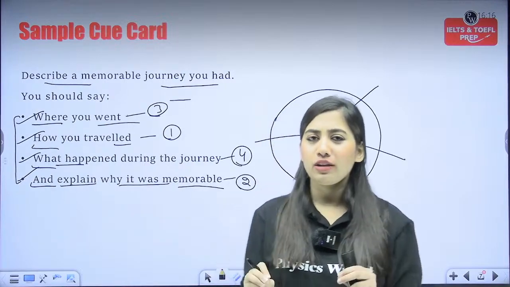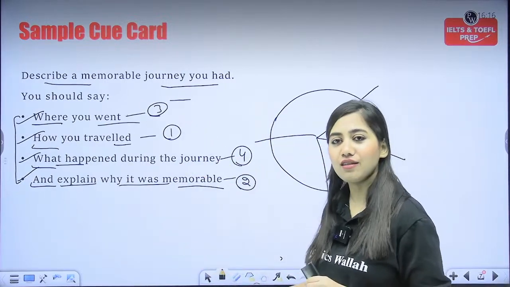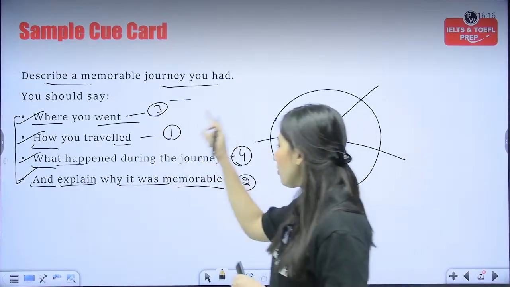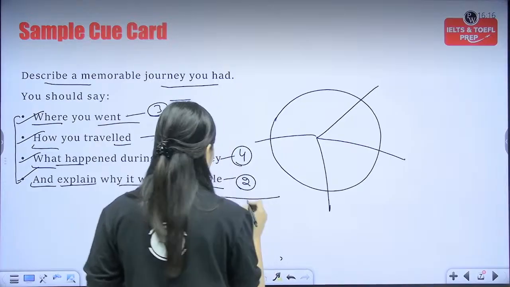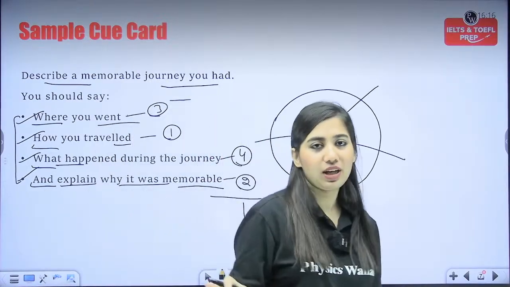Always make your pointers according to what? According to the prompts which you have had, one by one. So in total, how many points have I made? 10, right? 10 points I've been able to make.